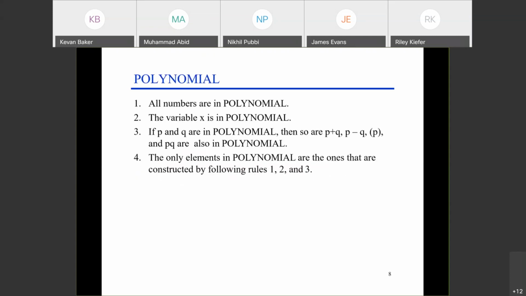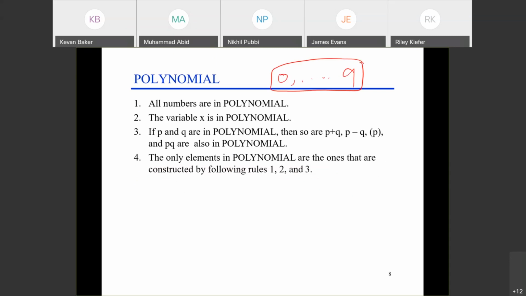And then we are saying that polynomial. So now all numbers are in polynomial. So this is the complete definition. So we are saying all numbers are in polynomial. The variable x is in polynomial. So when we say all numbers, the mathematical definition of number is 0 to 9. Okay, so numbers mean 0 to 9. So all numbers are in polynomial.